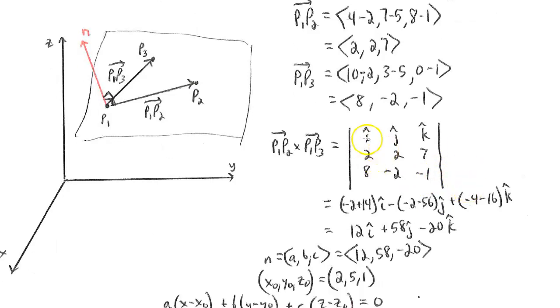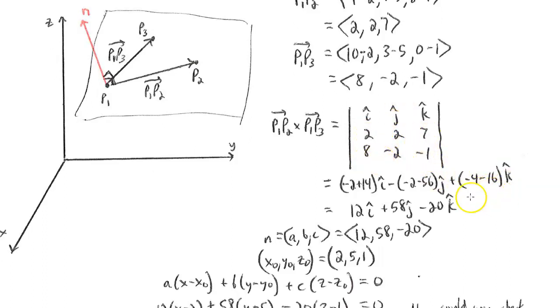If you work out the details, so you do i times the determinant of this matrix and so on, and minus j times the determinant of this matrix here, you get 12i plus 58j minus 20k. So in other words, the normal vector ABC is 12, 58, negative 20. That's our normal vector here.